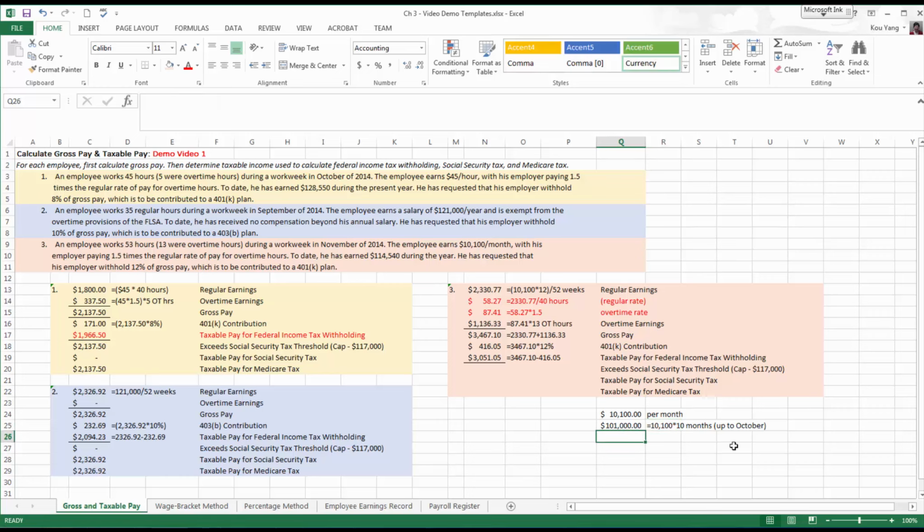So let's go ahead and calculate or take the 10,100 and multiply by 11, which is 11 months. Okay. So far, he's made as of November $111,100.